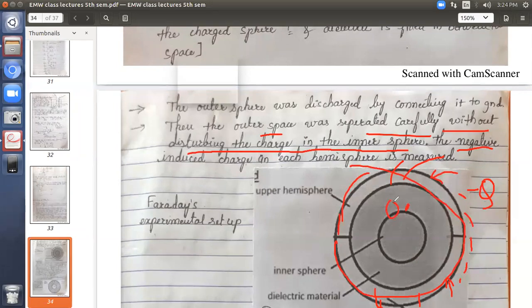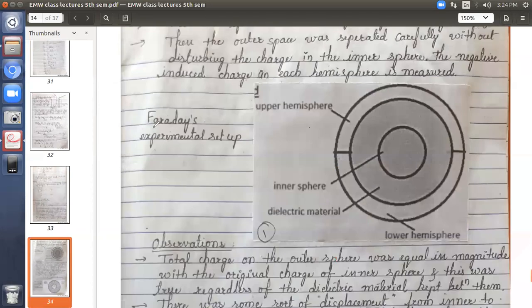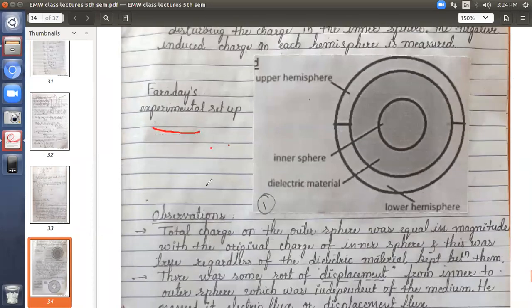The inner sphere's surface he charged to positive q, and he observed that after having a setup like this, with the outer sphere grounded, these two charges were equal in magnitude but opposite in sign. This was his observation that I have written here. So, Faraday's experimental setup.